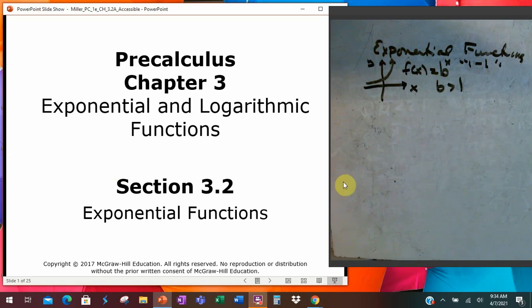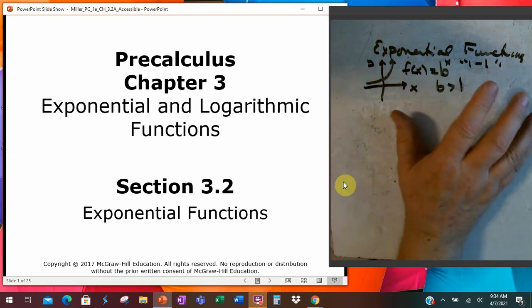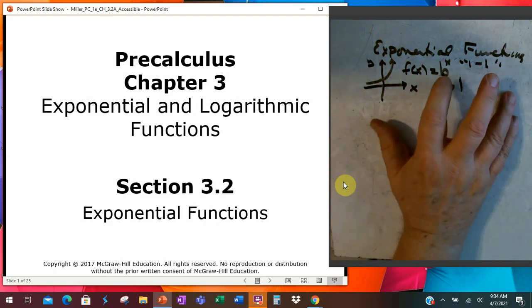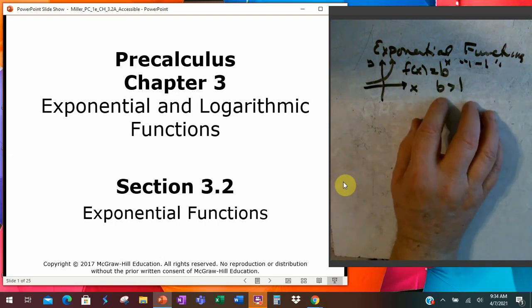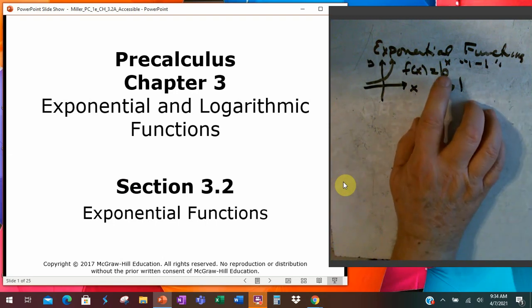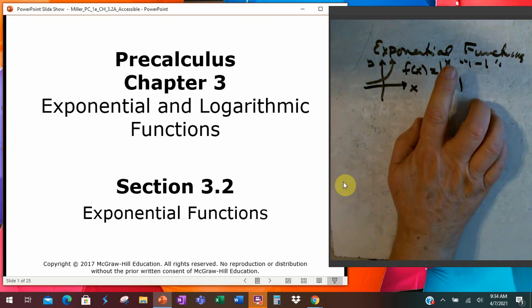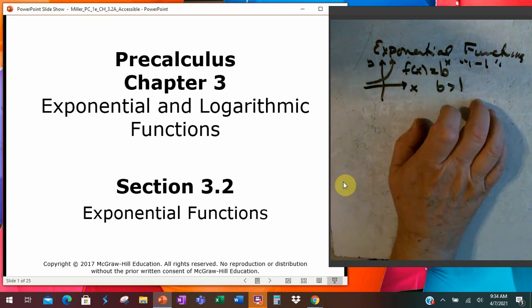All right, so let's get started on section 3.2, exponential functions. And I kind of wrote over here, an exponential function is basically going to be something like, here's a number, 2, 3, 4. It could be irrational numbers as we go forward. It could be anything. This is called the base. And now we're going to read the variable as the power.